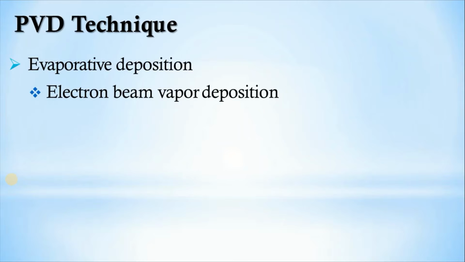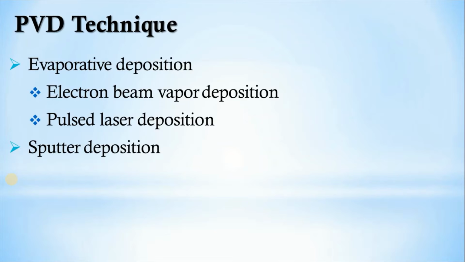Now there are some PVD techniques which are used based on the vapor deposition categories, like evaporative deposition, which divides into two types: electron beam vapor deposition and pulse laser deposition, then sputter deposition, or sputtering, and cathode arc deposition. Now one by one we are going to see each PVD technique. First one is evaporative deposition.